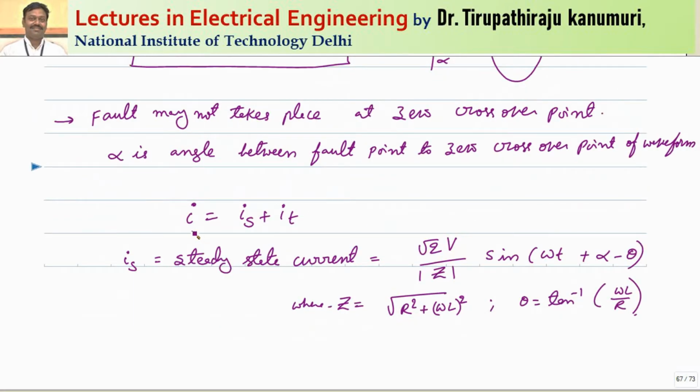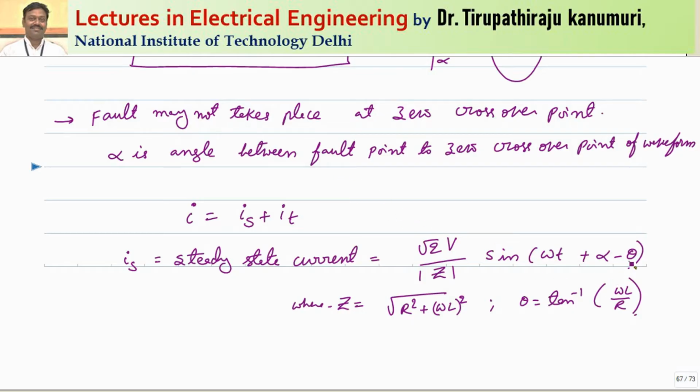The current will contain two components. One is a steady state component, which will remain under steady state conditions, and the second one is the transient component. The steady state component we have already seen in basic electrical engineering: when AC is given to the RL load, how much current will pass. That current will be equal to V maximum divided by Z, times sine of omega t plus alpha, because V maximum is root 2 times V, and Z is the total impedance of this RL circuit, which is the square root of R square plus omega L square.